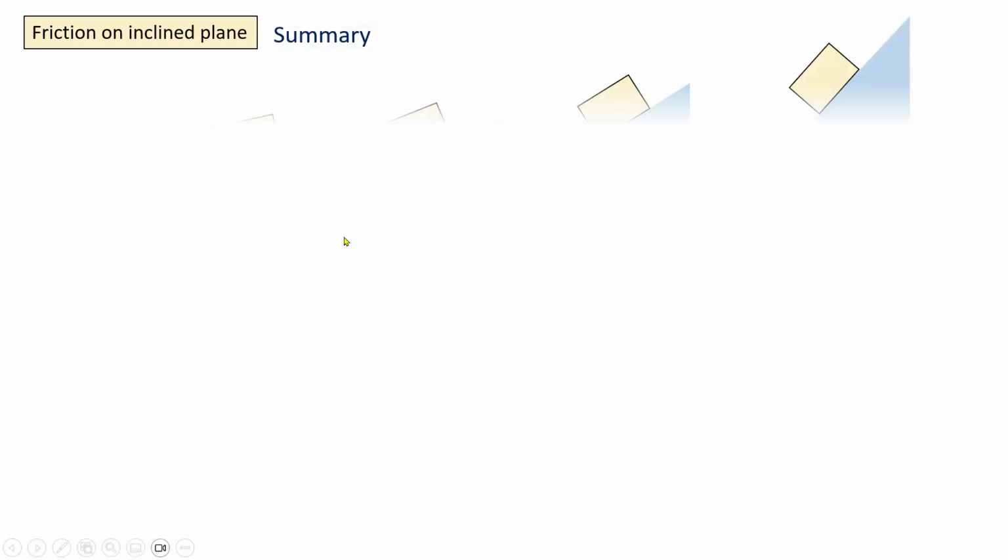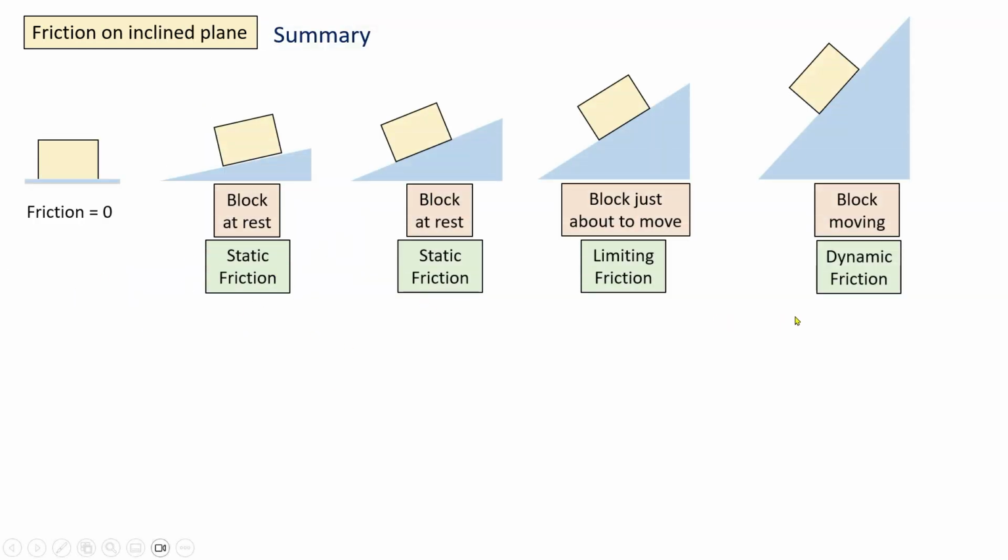Now let's summarize the entire situation. So we had all these cases, 5 cases overall. In case 1, the block was kept on a flat ground, friction was 0. In case 2, we have an incline, and in case 2, case 3, case 4, we are actually increasing the value of theta. There will be a critical situation where the block is just about to move. In that case, the friction is maximum, which is called the limiting friction. Now, at this particular case, when the block is just about to move, we just discussed the value of the incline theta is tan inverse mu s.